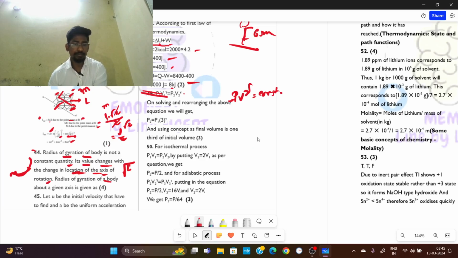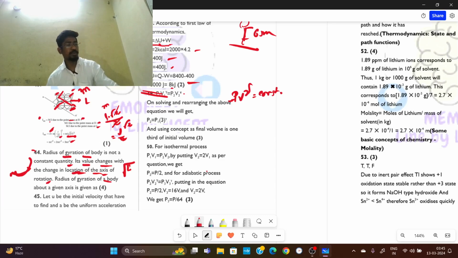So we can say that the change in pressure will be more than 3 times the initial pressure. Therefore, P2 will be more than 3 times P1. So option 3 is correct.